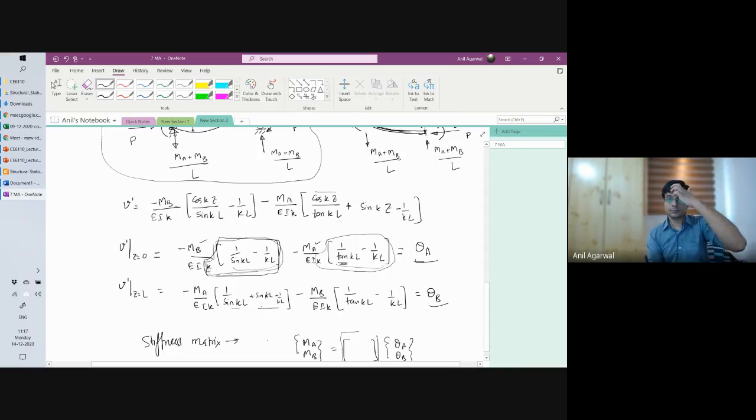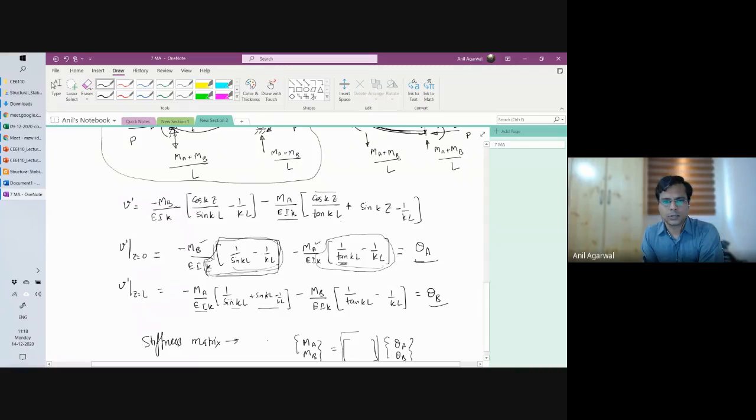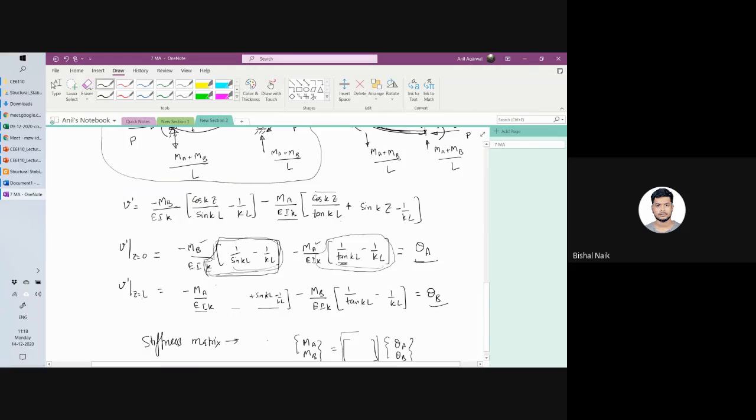Is that correct now? And here also, if that is equal to 0, this seems okay. Sorry, am I making a mistake still? See, this is the MA term. That MA term comes here, cos KL divided by tan KL, right? Sir, it will be cos square KL by sin KL. Oh, I see. Yeah, sorry. Cos square KL by sin KL plus sin KL, sir. So it will be 1 by sin KL then.